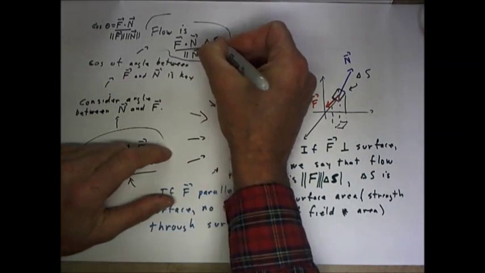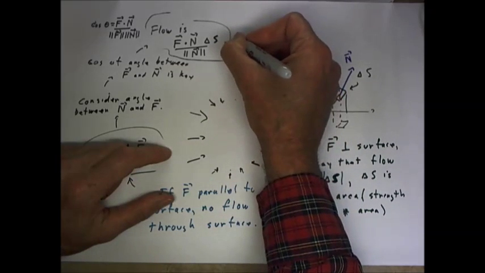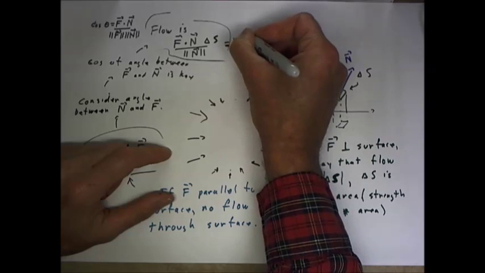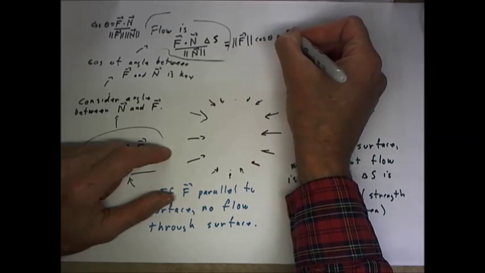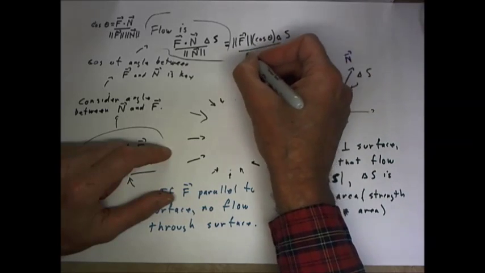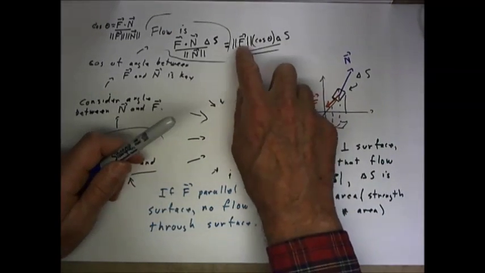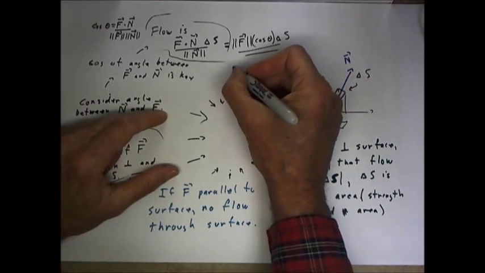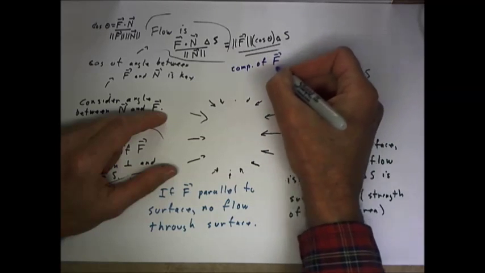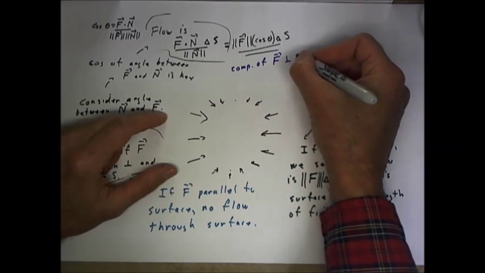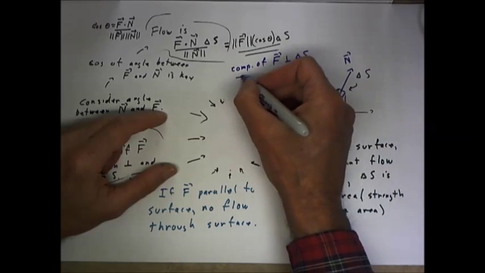so that this expression is simply magnitude of F times cosine theta times delta S. Magnitude of F cosine theta is just the component of F perpendicular to our delta S surface.